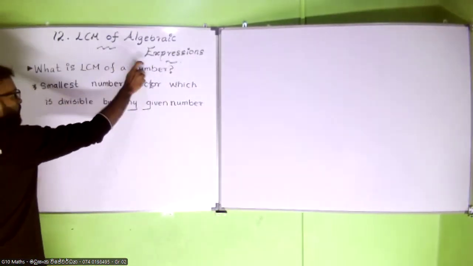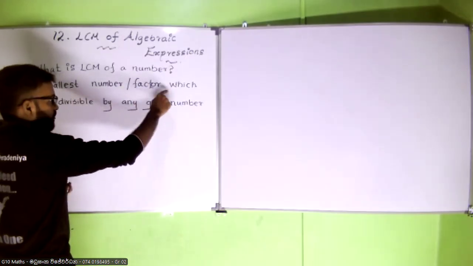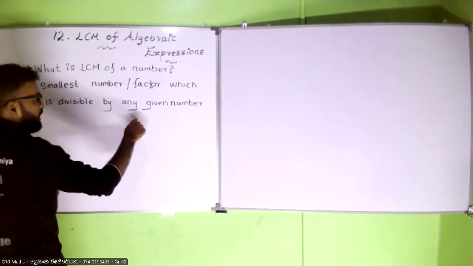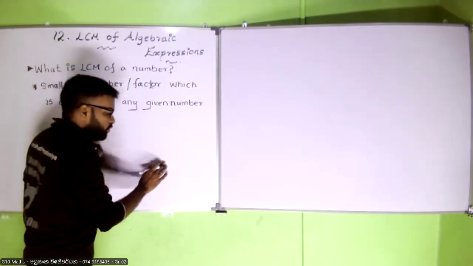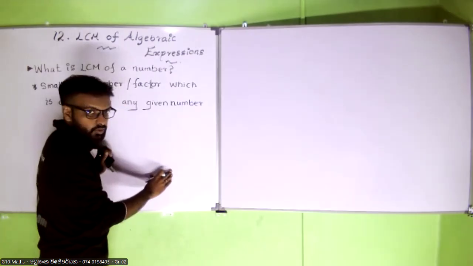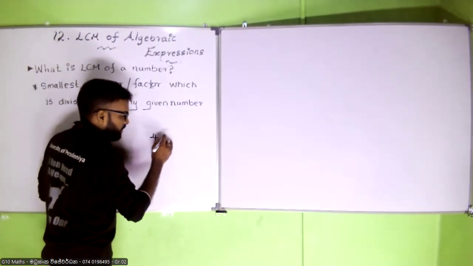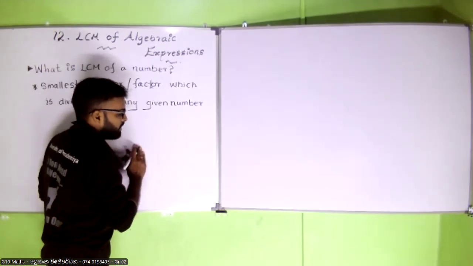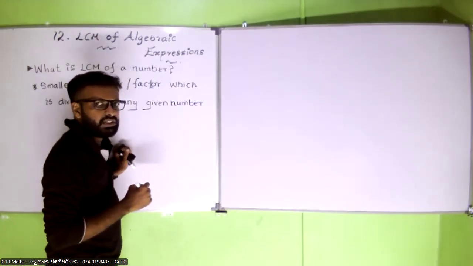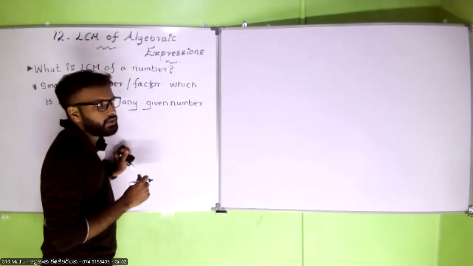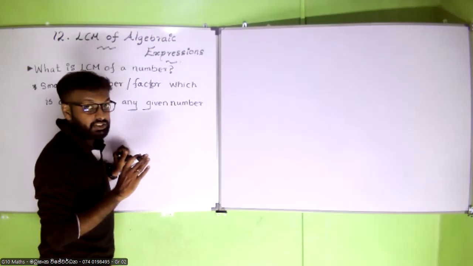What is the LCM of a number? That is the smallest number which is divisible by any given number. You already know this one. But we cannot find the LCM of a single number. For a single number, there are only factors.